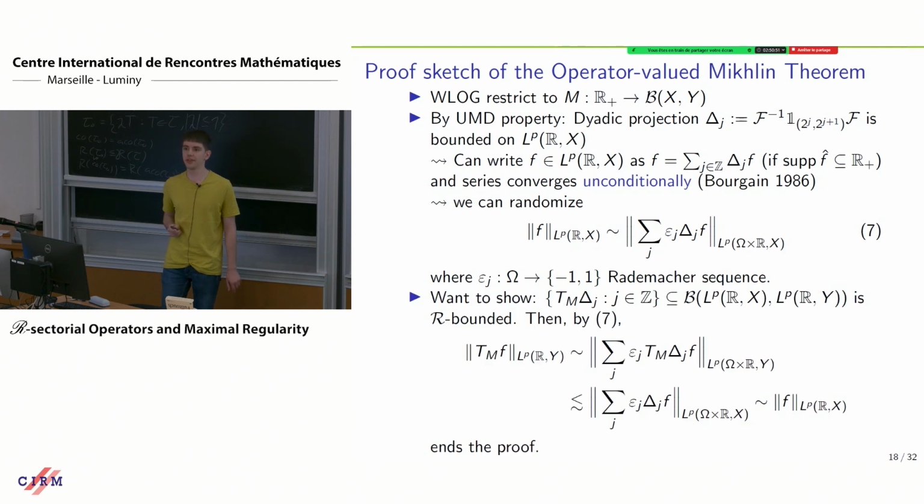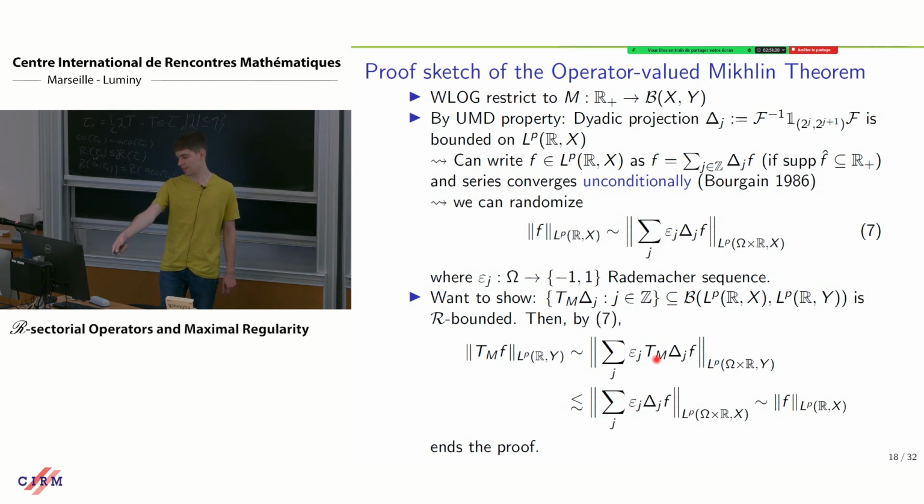Our next step will be to show that the set T_m Delta_j, where j belongs to the integers, is R-bounded. Because if we have that, then the rest is not so hard anymore. So I will just show how the rest follows if we assume that. Then we can write the L^p norm of T_m f, using this randomization property. We introduce the random signs and the dyadic decomposition, and we also use that T_m and Delta_j commute, because both are defined via multiplication in Fourier space.